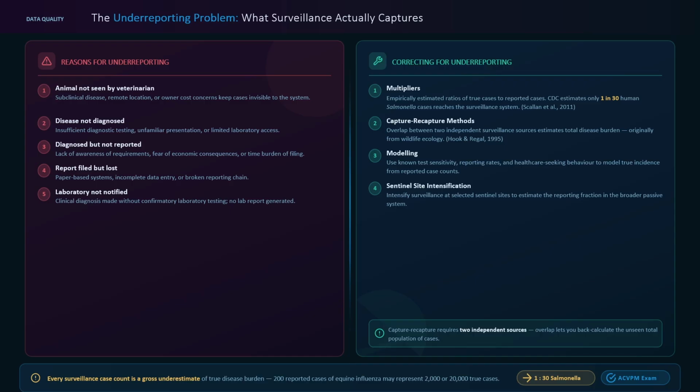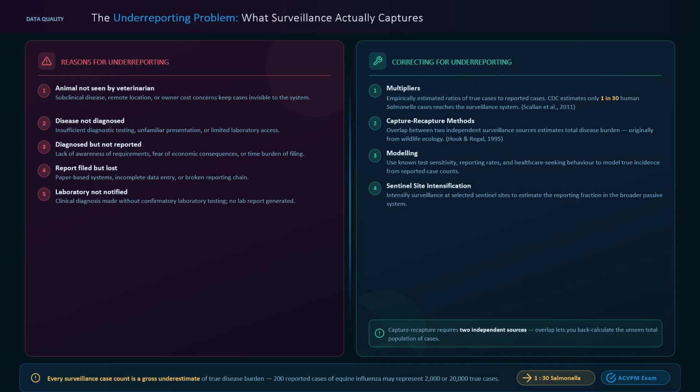The good news is that epidemiologists have a real toolkit for correcting these gaps. Multipliers apply empirically estimated ratios of true cases to reported cases. The CDC estimates only 1 in 30 human Salmonella cases ever reaches the surveillance system.